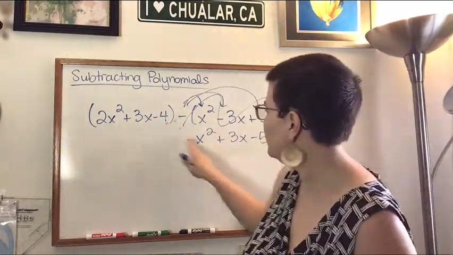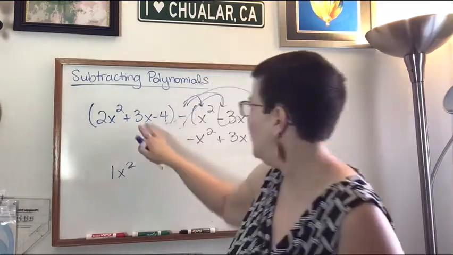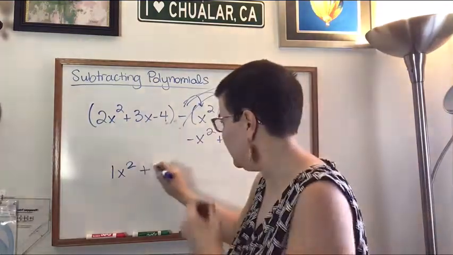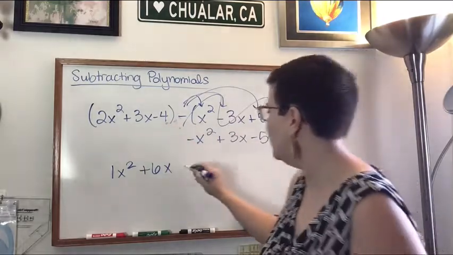And now I have 2x squared minus 1x squared, 3x plus 3x, which is 6x, and negative 4 minus 5, which is negative 9.